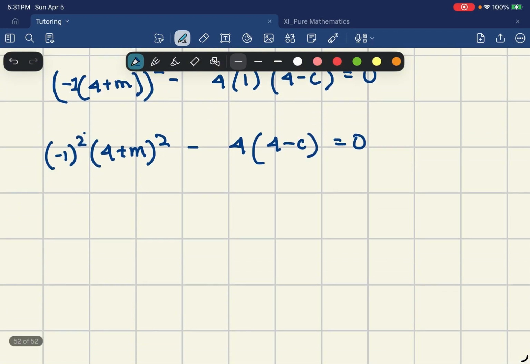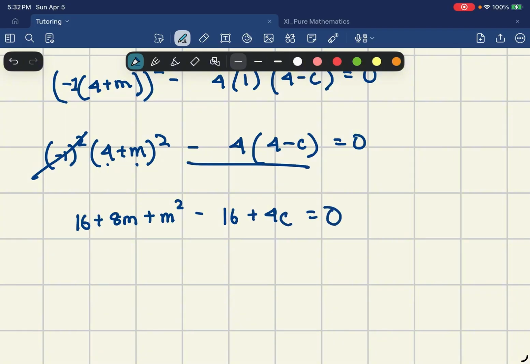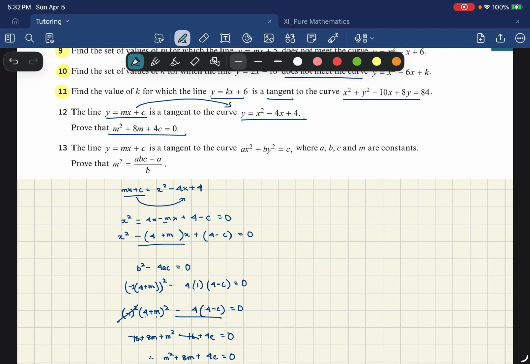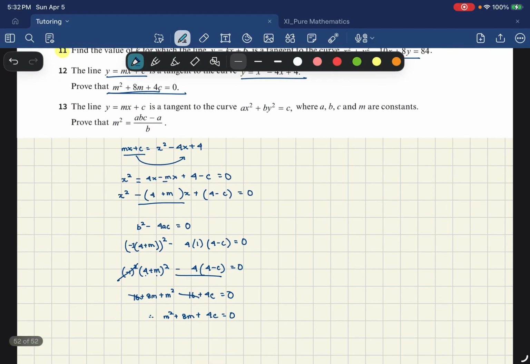Alright, so this is just 1. Positive 1 times anything is just that thing. So I have 16 plus 8m. 4 times m is 4m times 2 is 8m, plus m squared, minus 16 plus 4c. So if you simplify everything here, you get this equation. So these cancel out. And finally, I get m squared plus 8m plus 4c is equal to 0. And that is exactly what they want us to show. So that is how you show it.